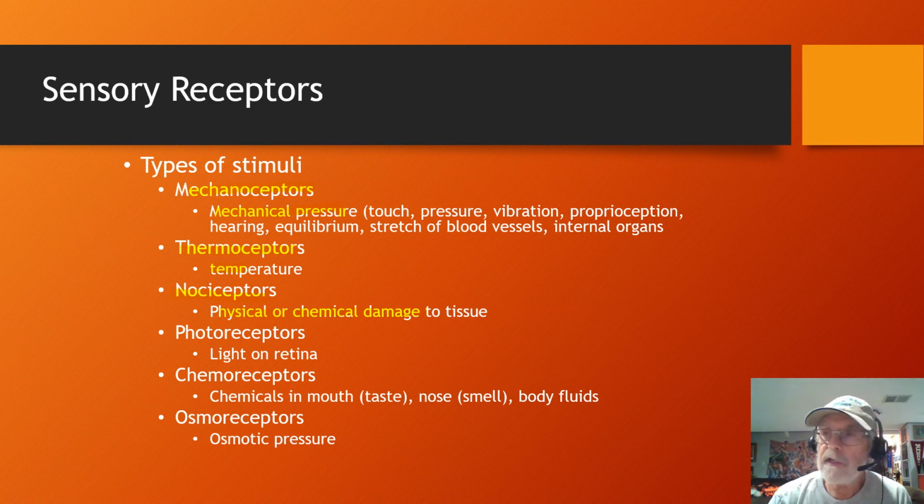Photoreceptors, basically these are the receptors that we see like the rods and the cones that are affected by light when it hits the retina. Chemoreceptors, again, chemicals in the mouth like we talked about with taste, also with the nose with smell, and also various body fluids, because the composition of the body fluid is made up by certain things. So as a result, that's where these chemoreceptors come into play. Osmoreceptors are involved with osmotic pressure, and we'll talk a little bit more about that when we talk about the cardiovascular system down the road.